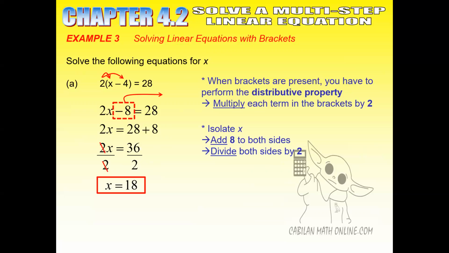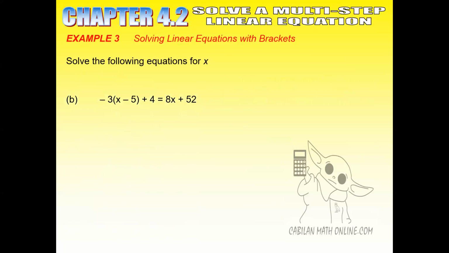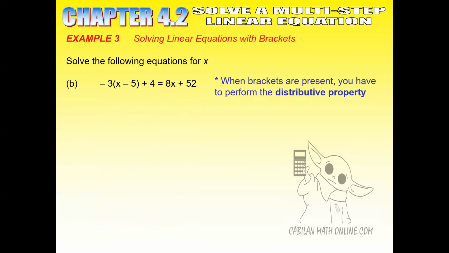Now, just to combine this example and the one before this one, notice that what we have here, we have brackets. We also have letters on both sides of the equal sign. Now, when we're doing this here, always get rid of the brackets first by performing the distributive property.